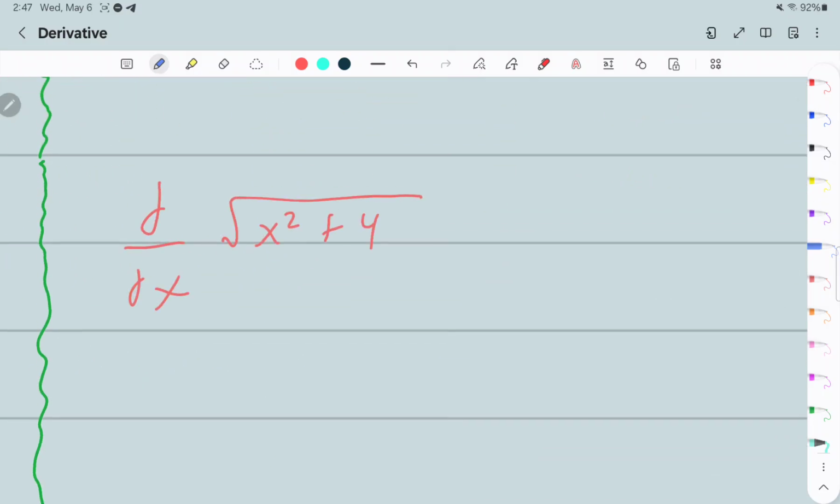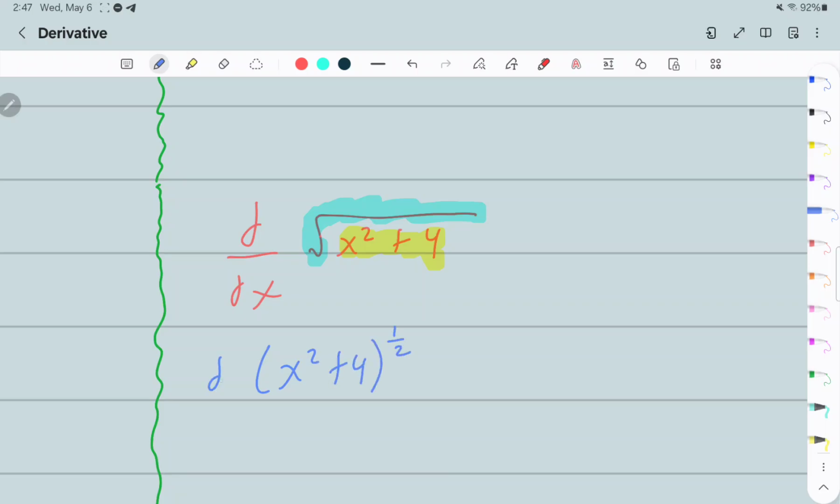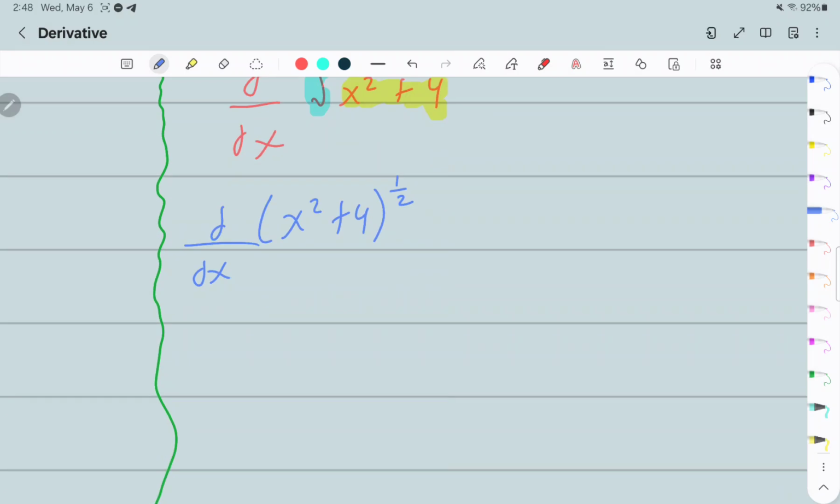Another question can be like this. In the start you might not even notice what's the outside, but if you look closely, you see the outside is this root function, and the inside is x squared plus 4. If you cannot identify roots, you can always put them in exponents. How are you going to do that? You say (x squared plus 4) to the power 1 over 2, and d over dx is still the same.